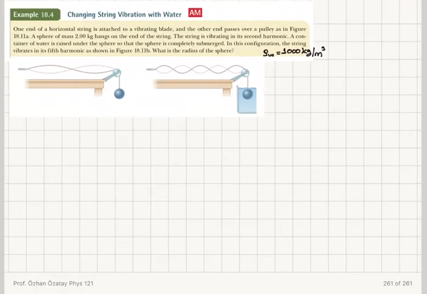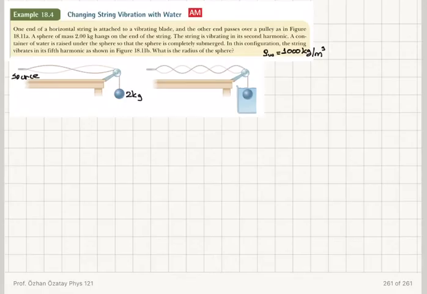Let's look at one more example. One end of a horizontal string is attached to a vibrating blade. So this is my source of waves right here. It's a vibrating blade. It passes over a pulley, as shown in the figure. A sphere of mass 2 kilograms hangs on one end of the string. The string is vibrating in its second harmonic.